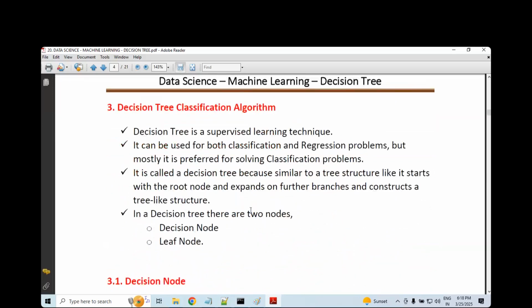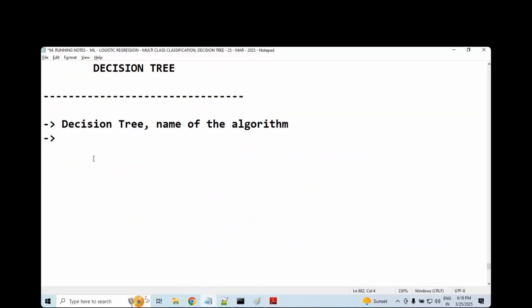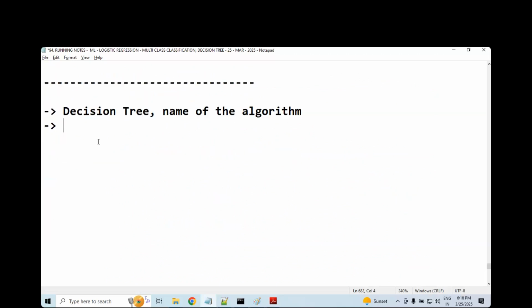Here is the decision tree explanation. Decision tree is a supervised learning technique. Whenever you're talking about the decision tree, you can apply it over regression models. If you're applying it to regression, it is called a decision tree regressor.